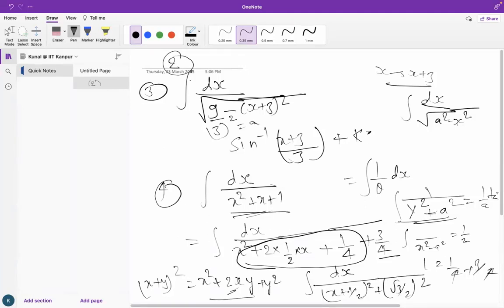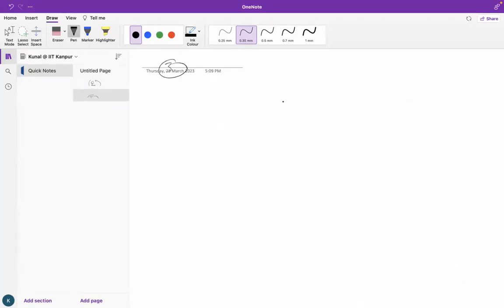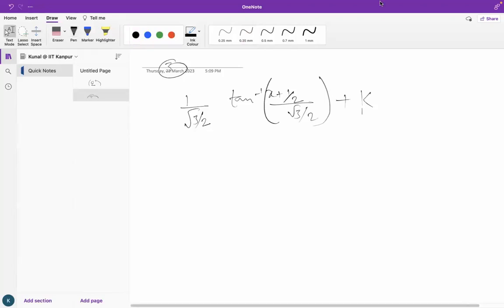And we know that this is of the form where our x is x plus 1 by 2 divided by a square. That is tan inverse of x by root 3 by 2 plus some constant k. I hope you'll all understand this. So let's move on to the fourth problem.